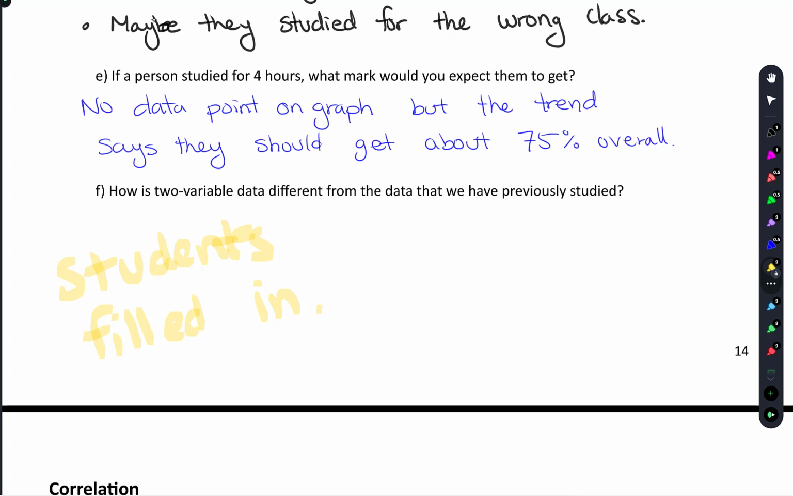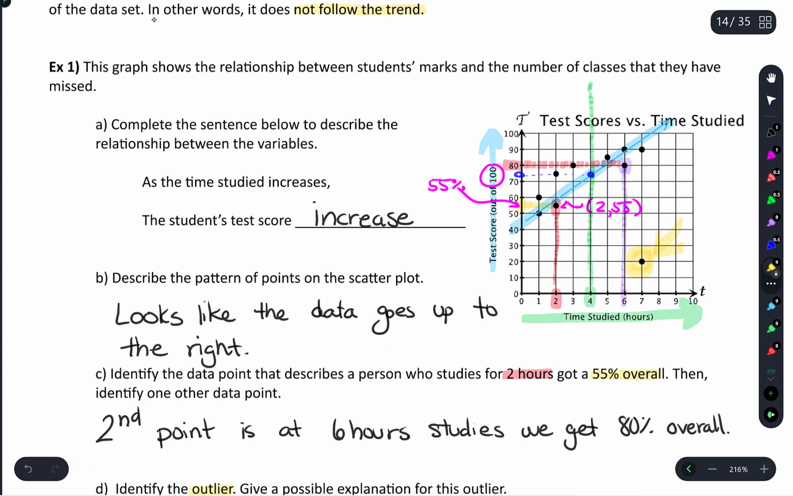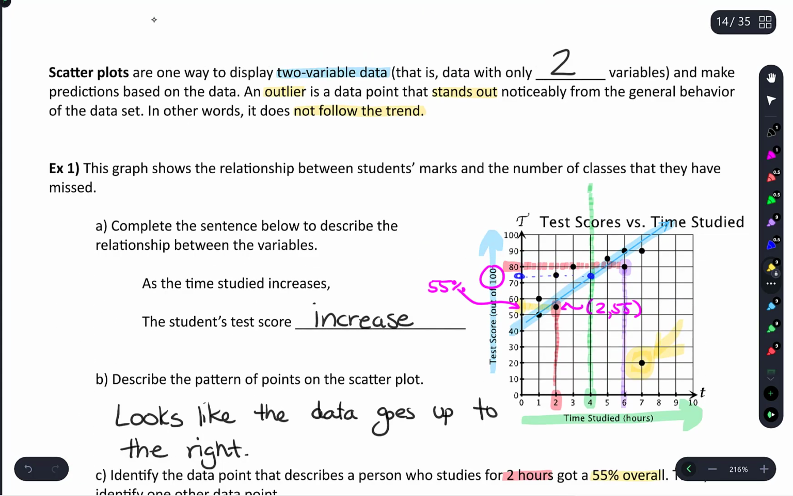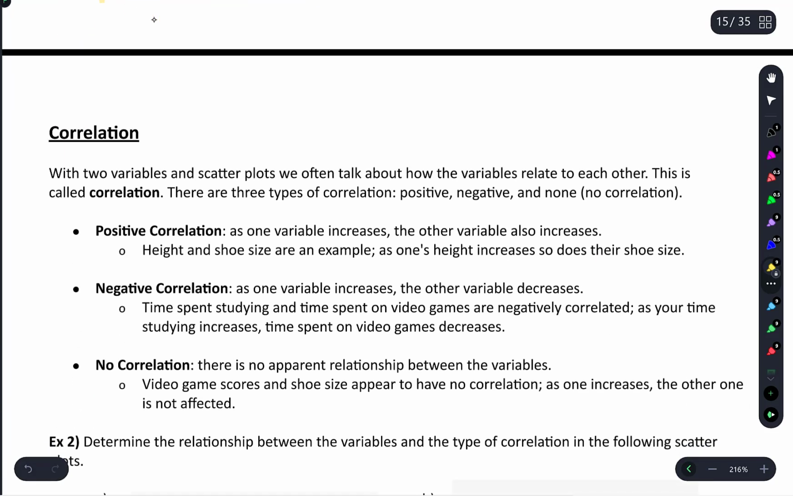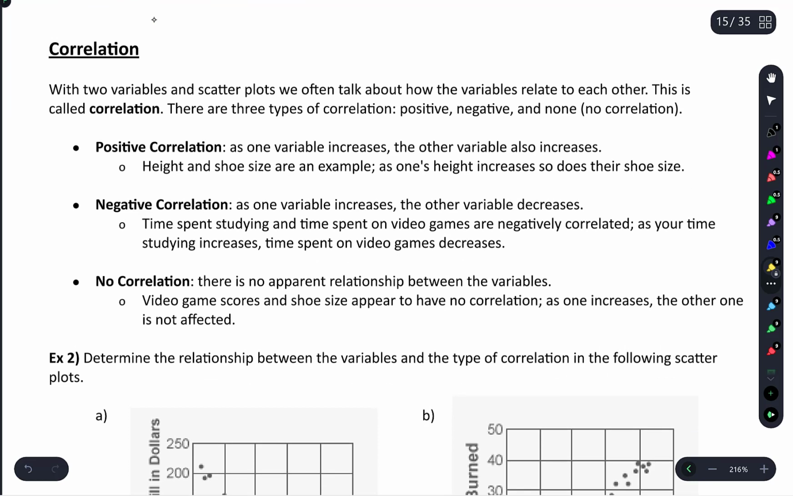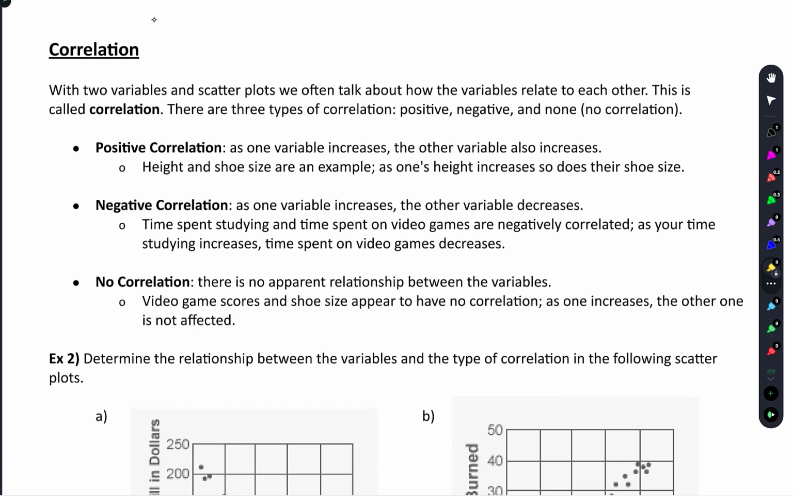So the next thing that we're going to do, once we've now talked about how we can make these scatter plots and get some information from them, is how can we actually discuss these trends? Like, how is the data changing? And in mathematics, there's a special word for that. It's called correlation. And correlation is the relationship between the two variables. So as we saw in the last example, the more I studied, my mark went up. So that's what we would call a positive correlation.